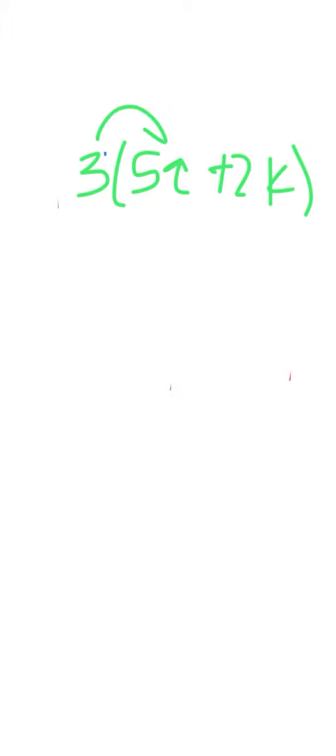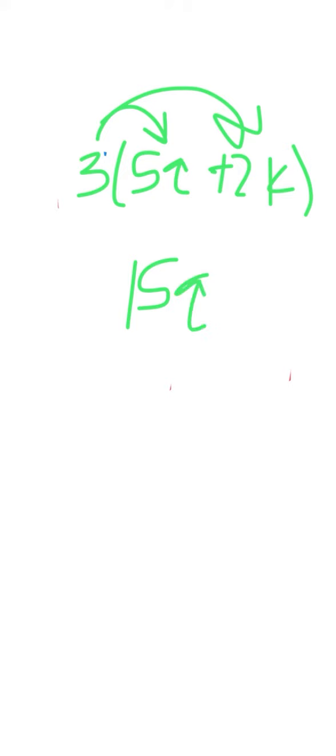So we have 3 times 5 in the i direction plus 2k. So we distribute the 3, and we will have 15i plus 6k.